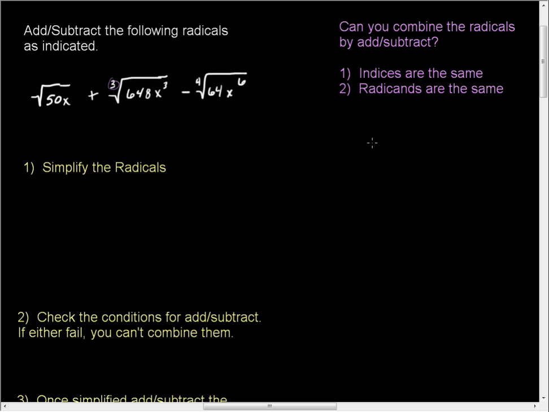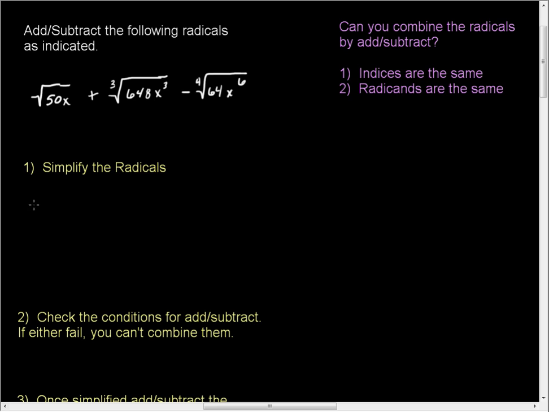The second thing is the radicands must be the same. Now right now, again, they're not the same, and so it looks like we're not going to be able to combine any of them. However, we have to simplify them first. But these are the two conditions that we need to look at before we can make that call. Let's go ahead and get started on this first one. I'm going to use a different color for each term, and then we'll go ahead and simplify each term.